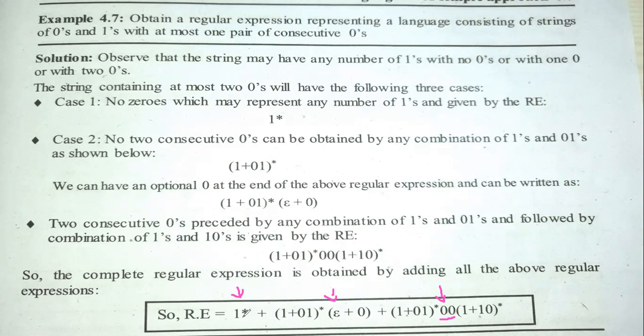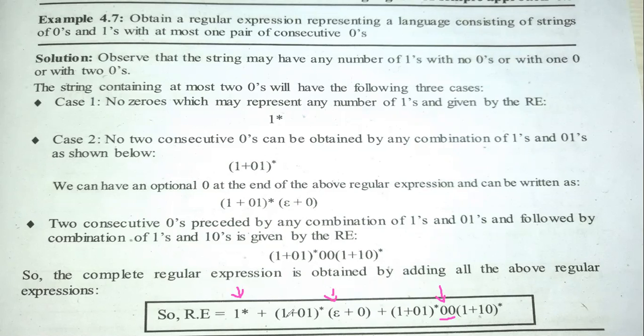Then second possible condition, like it is not free from zero. We have zero, but we don't have a consecutive zero available over here. So how can we do that? See, 1 plus 0 1 whole star.